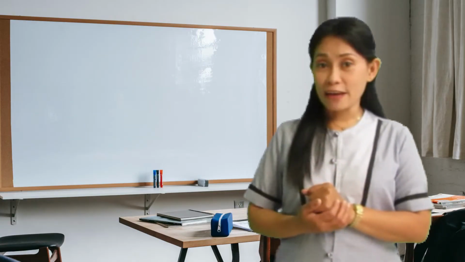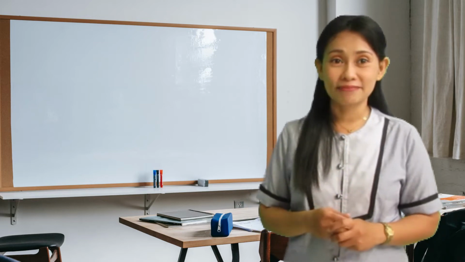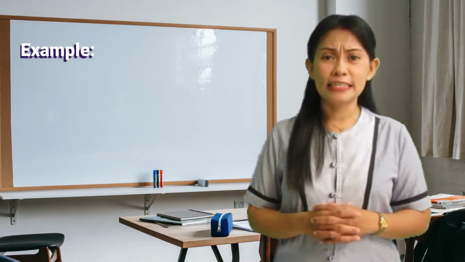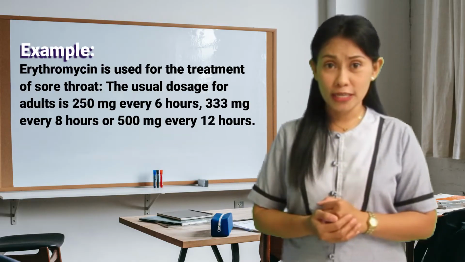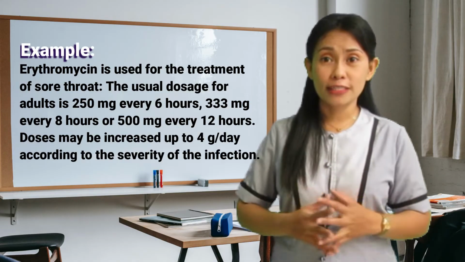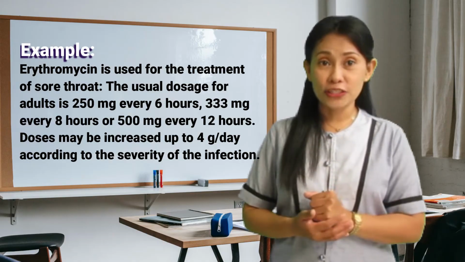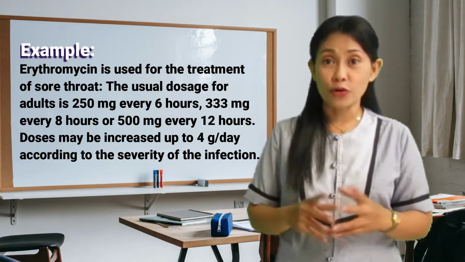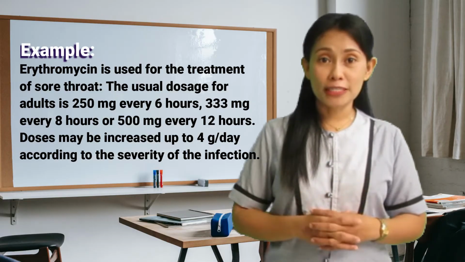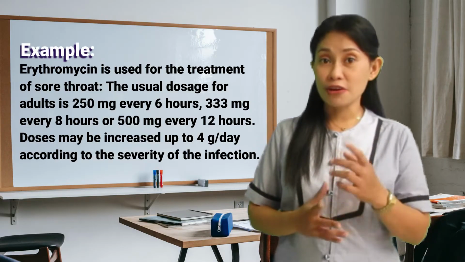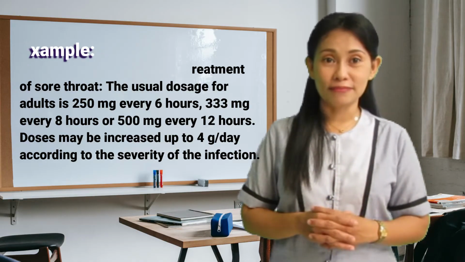This time, let's have the operational definition of the word erythromycin. Operationally, erythromycin is used for the treatment of sore throat. The usual dosage for adults is 250 milligrams every 6 hours, 333 milligrams every 8 hours, or 500 milligrams every 12 hours. Doses may be increased up to 4 grams a day, according to the severity of the infection.